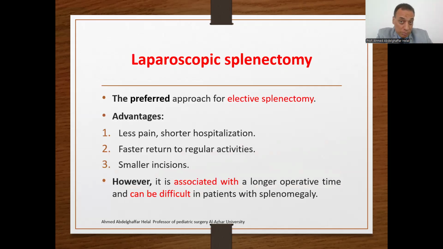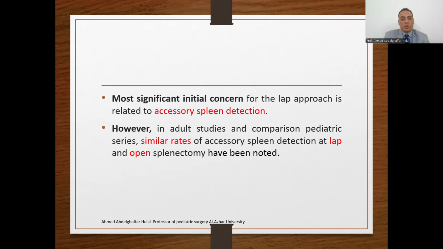Laparoscopic splenectomy is the preferred approach for elective splenectomy today. All of us know the advantages of laparoscopy: less pain, shorter hospitalization, faster return to activity, smaller incision. However, it's associated with a longer operative time, especially during the learning curve, and can be difficult in patients with splenomegaly. And we will speak about the limitations of laparoscopy. The most significant initial concern for the laparoscopic approach is accessory spleen detection.